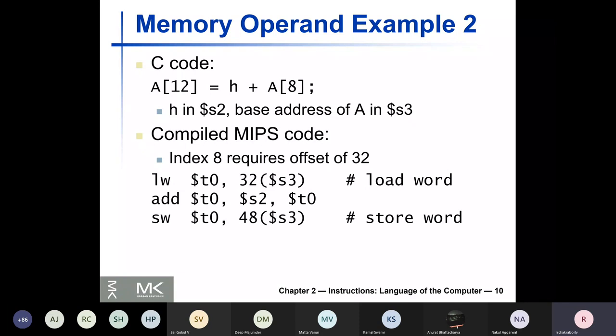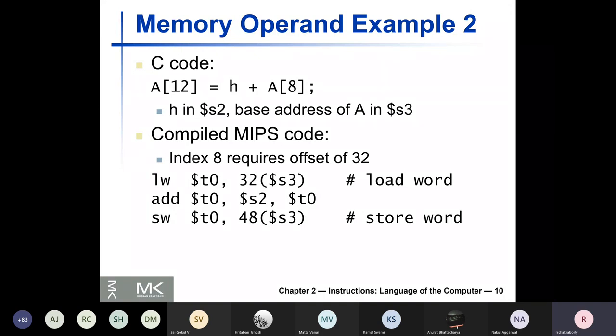Do you have any observation about the format of SW which is different from the format of other instructions we have studied till now? The destination is in the second position. Very good, very good. SW is the only instruction that I know of in MIPS whose source is on the left hand side of the list of operands and the destination is on the right hand side.